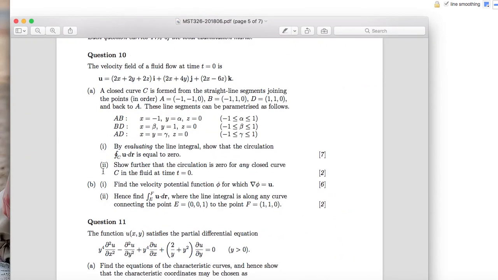If we go straight to part 2 now, show that the circulation is 0 for any closed curve. Here we just take the curl of u. I did that in a previous video. It's quite a lengthy procedure, so I won't go through it again, but it's the same thing as what I did in another question. We need to find the vorticity. You do exactly the same thing, find the curl. So it's pretty much the same thing for that.